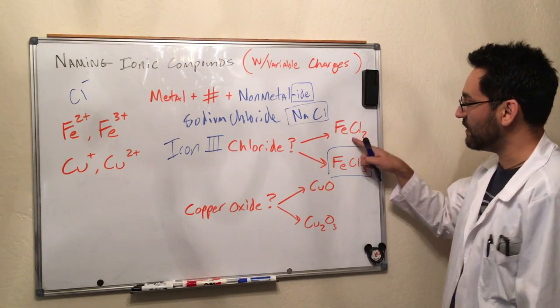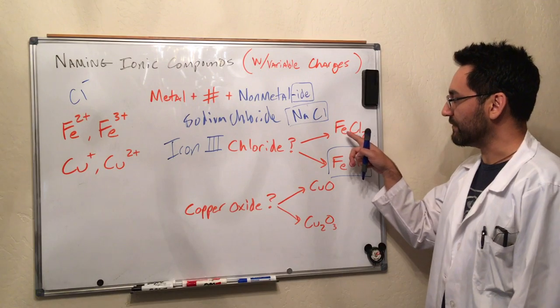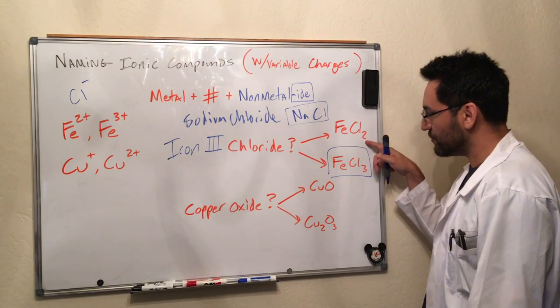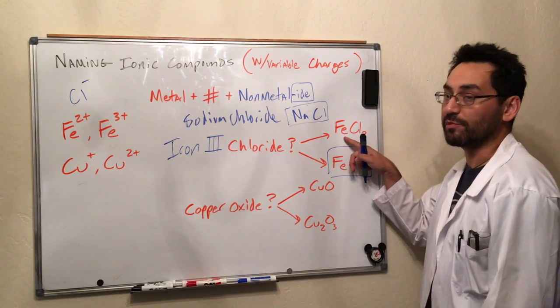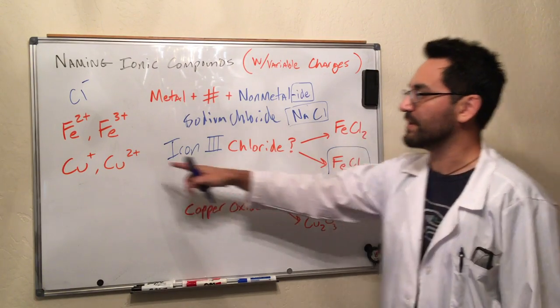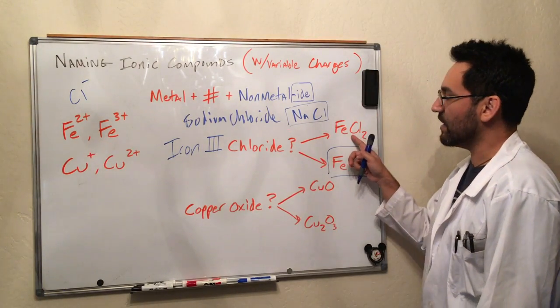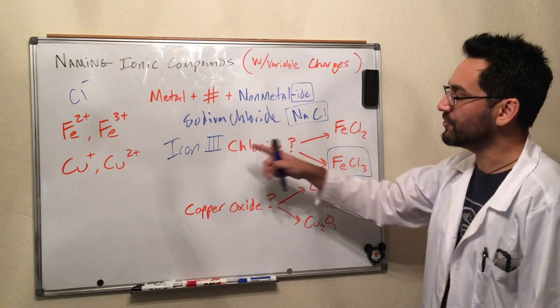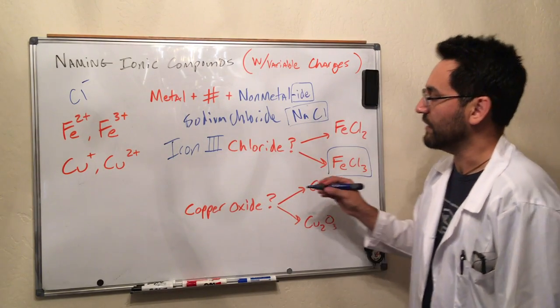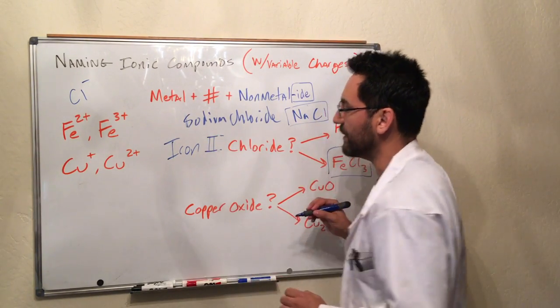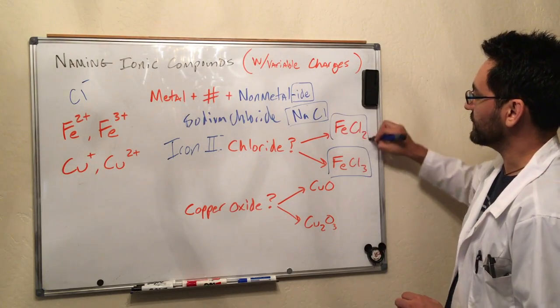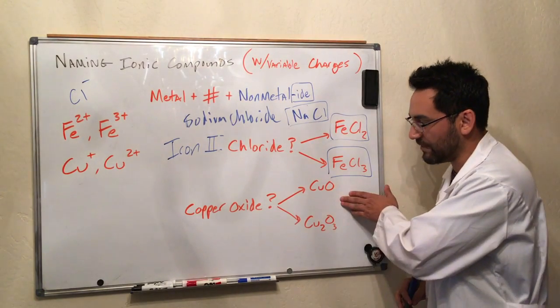So what would we name this one right here? Well, if this is 2 chlorines, we know that this is iron 2+. So this is the 2+ ion. We would name this compound as iron 2 chloride. It would have a 2 here if we were talking about this one. All right, what about down here?